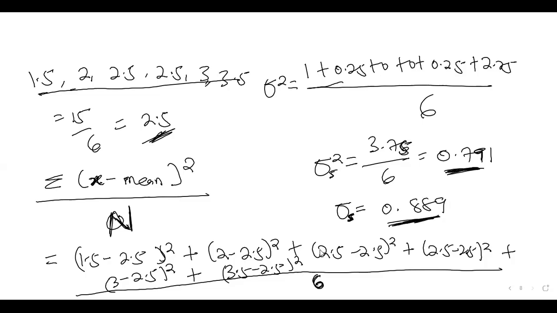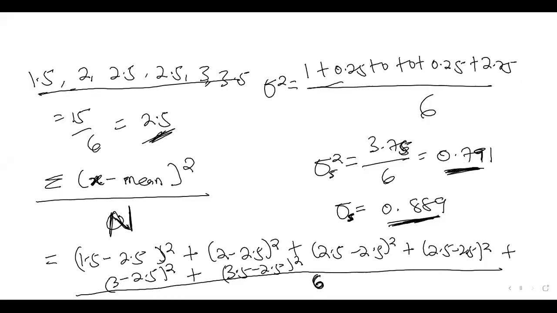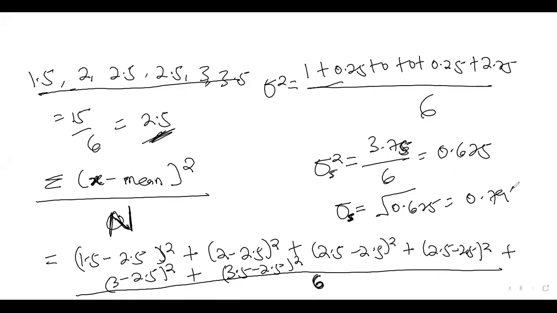so let's go back and look at it. For any population, the standard deviation of all possible sample means, computed from all possible random samples of size n, is equal to the population standard deviation divided by the square root of the sample size. Okay, but before then, let's make this correction. 3.75 over 6, I think the figure is 0.625, okay? And when you find the square root of 0.625, you get 0.791. So let's make this correction.